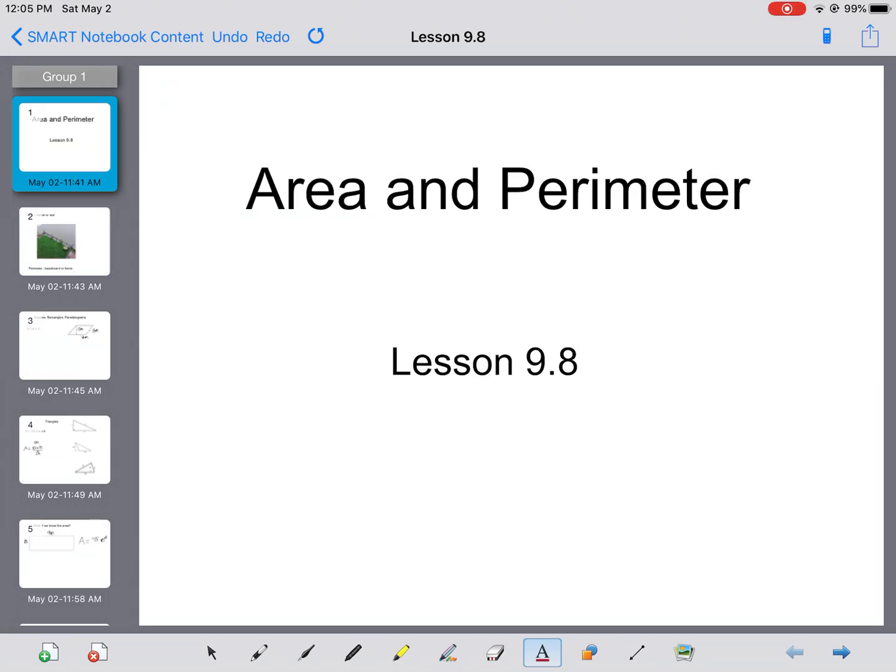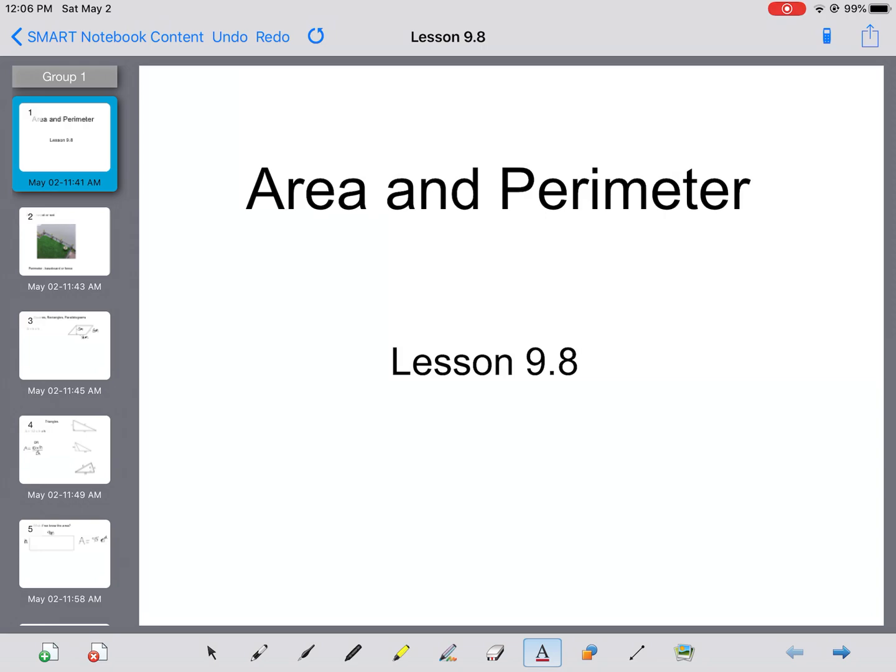So this week we're finishing off our unit on area, perimeter, all things to do with angles. There's actually a lot going on in this unit. That's why we've been taking our time with it. And then next week, probably next week Tuesday, so a week from today, you will have another online test.